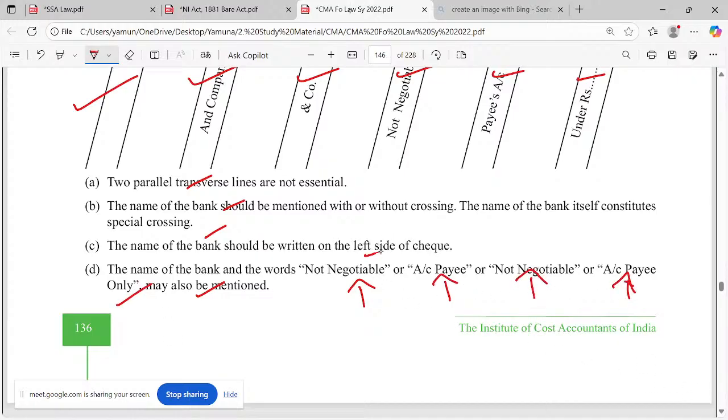Okay. We go to the left hand side of the check now. The name of the bank itself will constitute it.